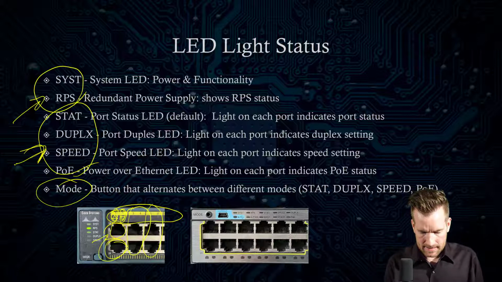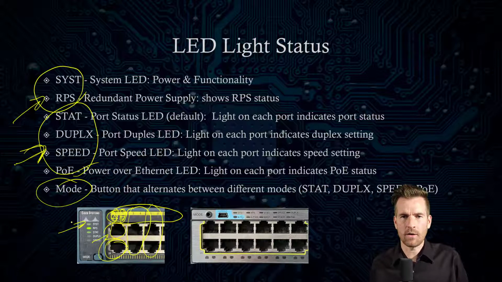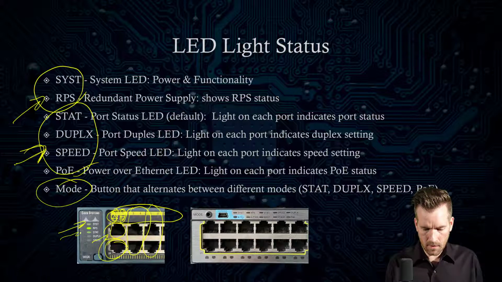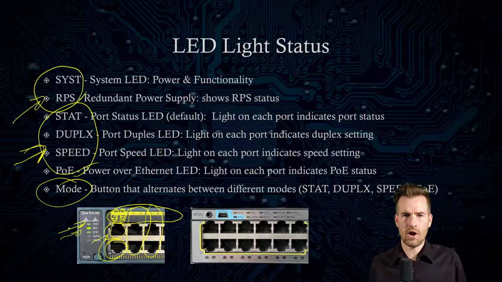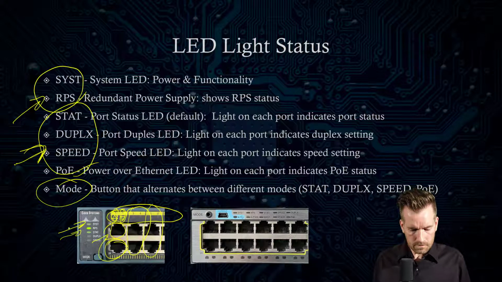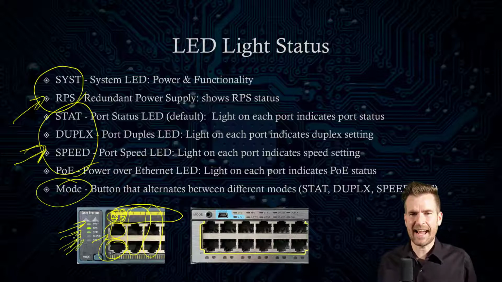The system just lets us know some basic power and functionality of the switch. The RPS, or redundant power supply, will let us know what is happening with the power. We can see that this switch is on, so it's lit up right now. And then we see the stat, duplex, and speed listed down here.